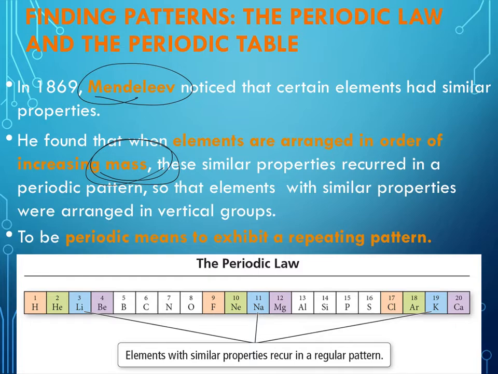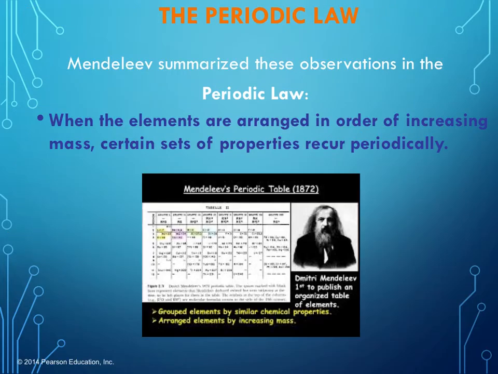He saw elements that had similar properties occur on a periodic basis. And so he started arranging them into rows and columns so that the elements that had similar properties were in the same column. He called this repeating pattern of the elements the periodic law. And here is the definition for it.